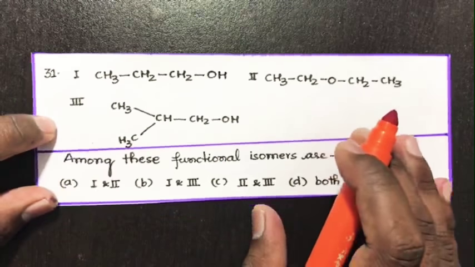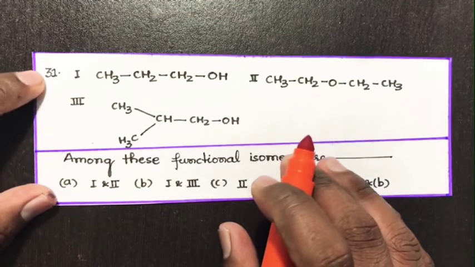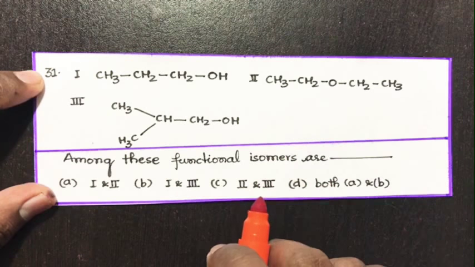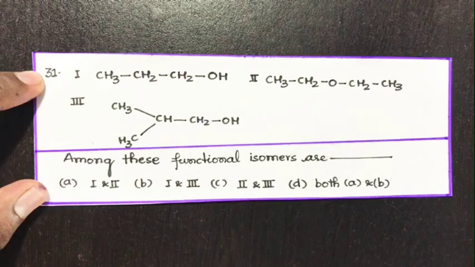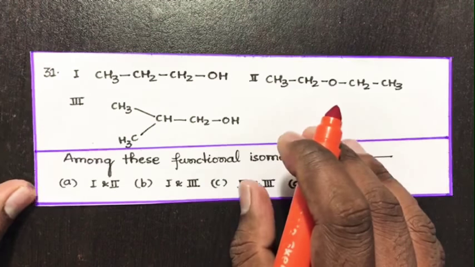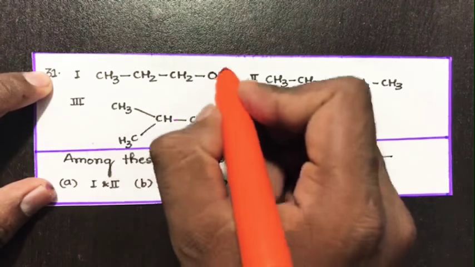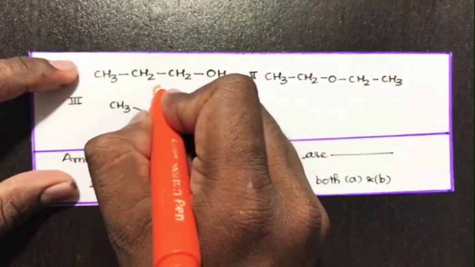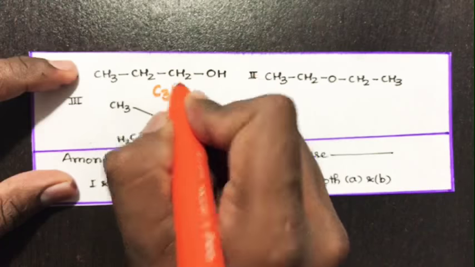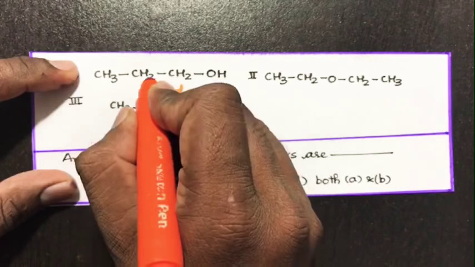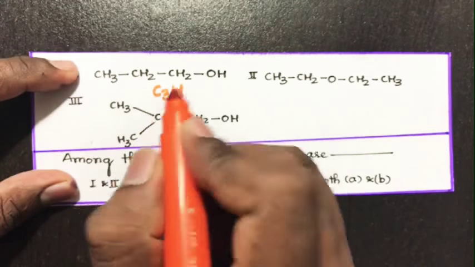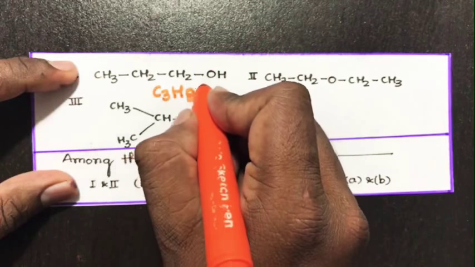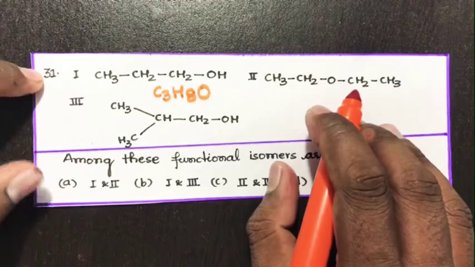Coming to this one, we have to select the functional isomers here, which will be the functional isomers in this case. Now this is the first, in which there are 3 carbons, so this will be C3, and the hydrogens 3, 2, 2 and 1, so H8 and O. This is the molecular formula here.